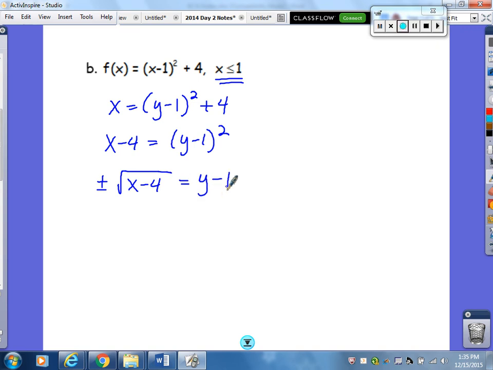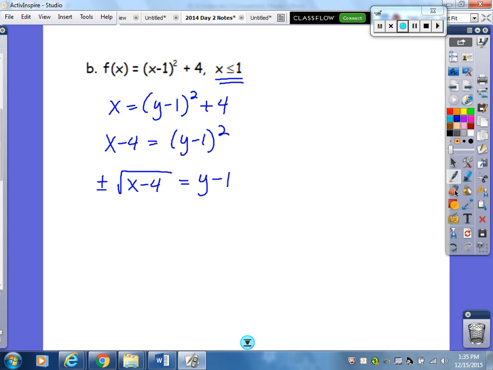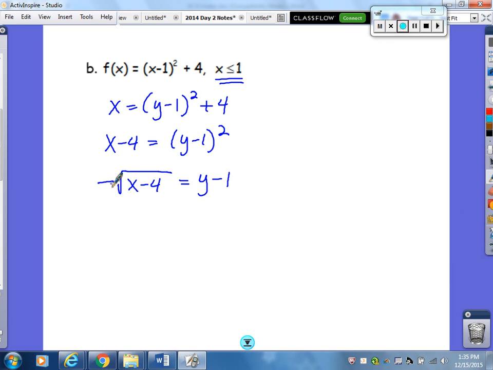But let's stop for a moment. Notice my restriction. It's saying that x is less than 1. So that means I just want the negative half. So instead of doing plus or minus, I just want the minus. Why? Because of that restriction. So I'm just going to keep the minus. If it had said x greater than or equal to 1, then I would have kept the positive. And the reason we're doing this is to make the inverse also a function. All right, let's finish this up.